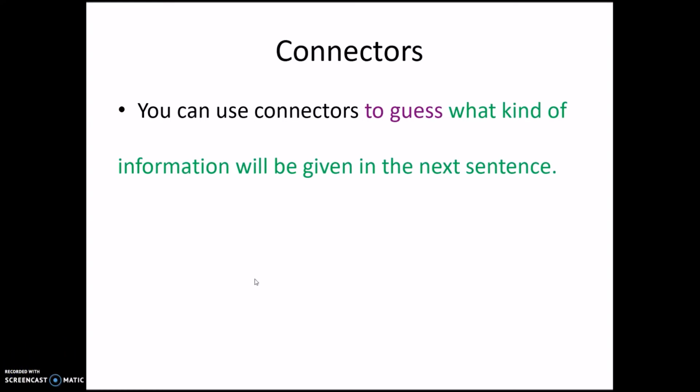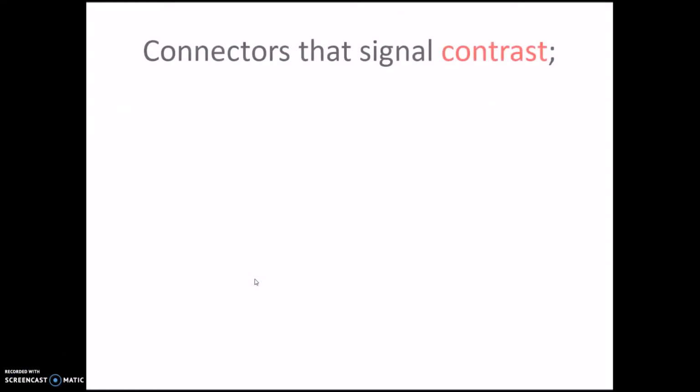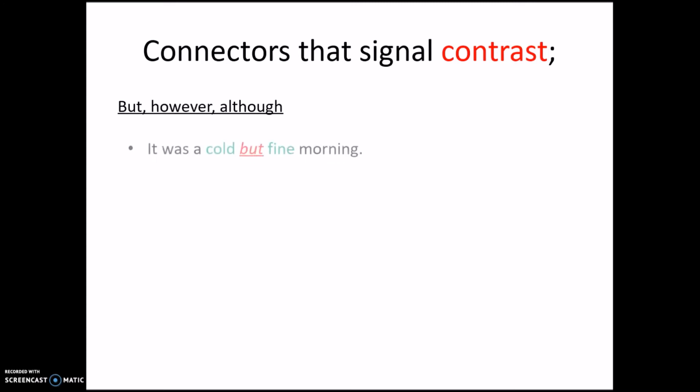Now let's have a look at some basic connectors. So connectors that signal contrast are but, however, and although. Let's start with but. So it was a cold but fine morning. So to show the contrast between those two adjectives, we use but.